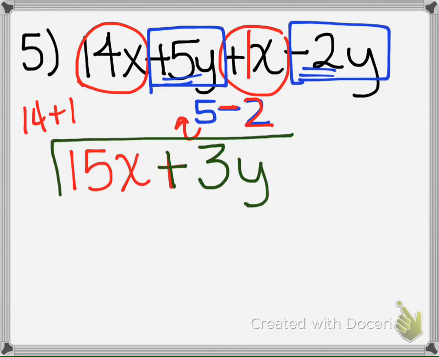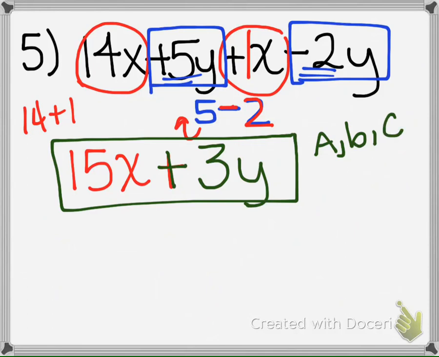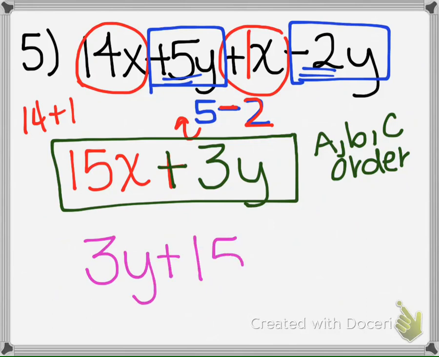So this would be the best answer here because it's in alphabetical ABC order. But if you had 3y plus 15x, this is still correct, but it's just not in alphabetical order because x comes before y in the alphabet.